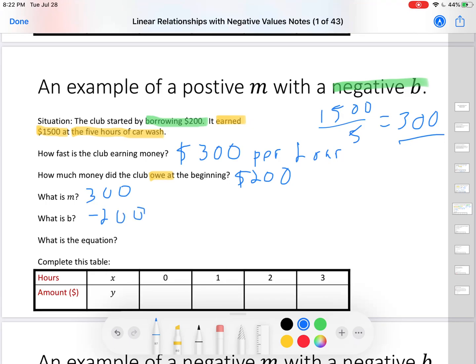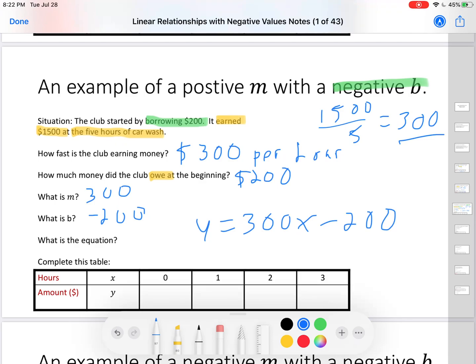So now we write the equation. Y equals 300x, because that's what M is. Now we want to do negative 200. I could put plus negative 200. Here, I'll do that, plus negative 200. But that's an awful lot of writing when I could just as easily put minus 200, and it means exactly the same thing. So I'm going to put minus 200 because simpler is better. It means the exact same thing as plus negative 200. So we'll leave it at that.